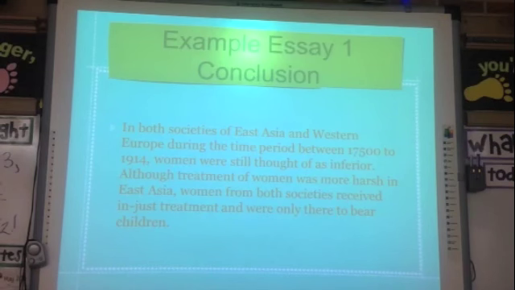So this student wrote, in both societies of East Asia and Western Europe, during the time period between 1750 to 1914, women were still thought of as inferior. Although treatment of women was more harsh in East Asia, women from both societies received unjust treatment and were only there to bear children. This thesis is acceptable, and it will also give them the point in case they didn't earn it in their first paragraph.